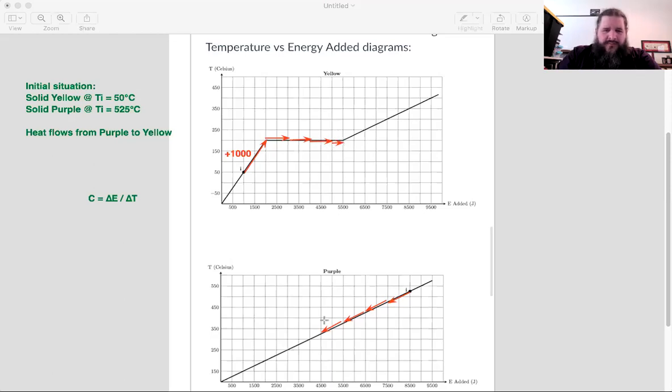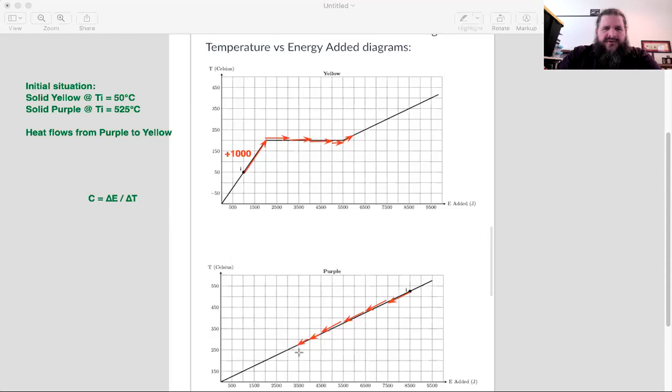500 joules for yellow, 500 joules lost for purple. We're still doing equal increments of energy change. And now yellow is all liquid at 200 and purple is at 300. So we're still going to go through more energy transfer. But at this point, we have to be careful. We might want to go by just 500, just a single tick mark at a time. So let's say yellow gains 500, purple loses 500 joules of energy.